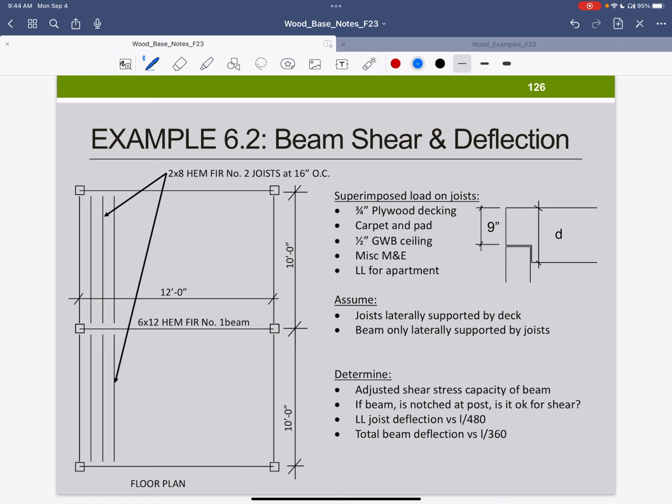All right, so we are ready to start on that same example we did before, but we're going to add in here to now go ahead and do shear and deflection and show a notch detail that we're going to have to deal with. All right, I'm going to stop this one.